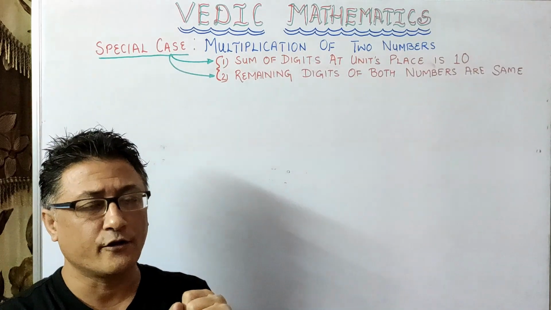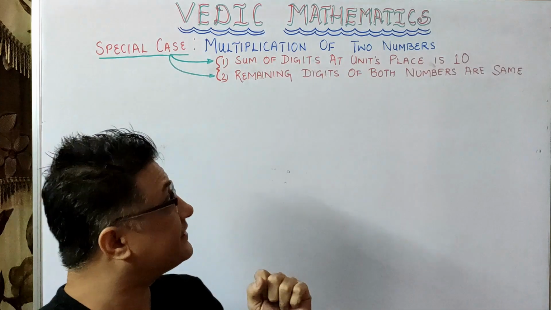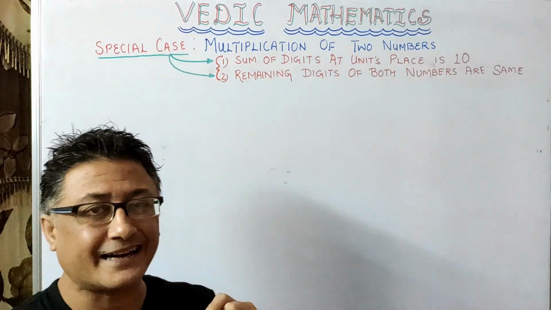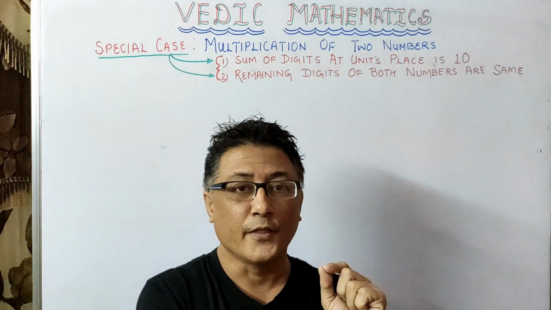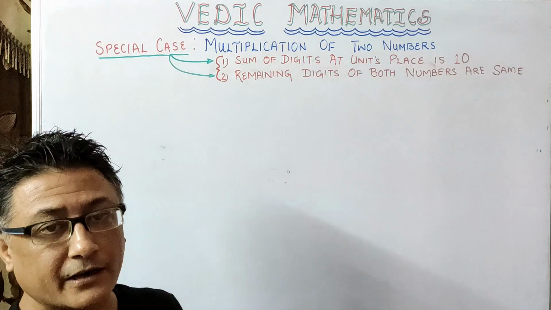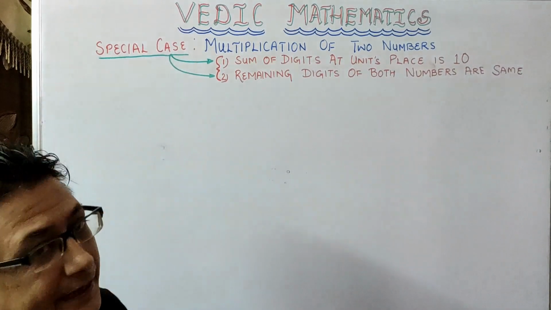I hope that you have watched our previous videos. In our previous video, we shared how to find the square of a number that ends in 5. Now, we will use the same technique and the same logic and extend it for a special case.